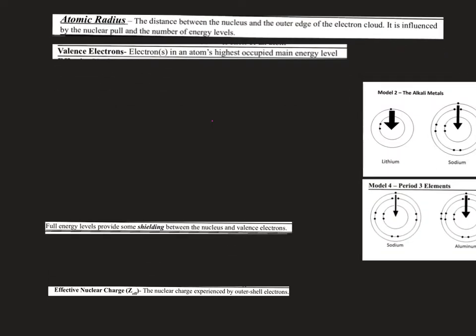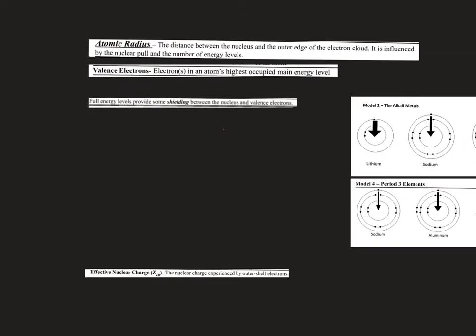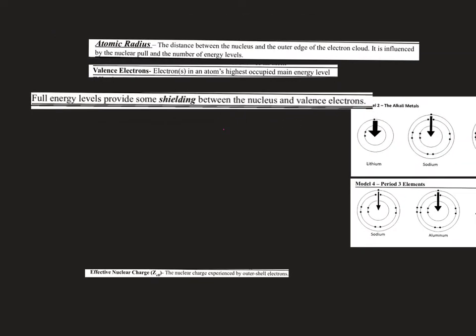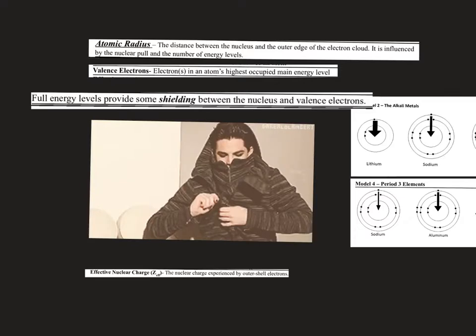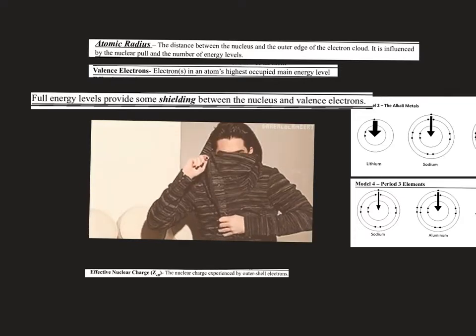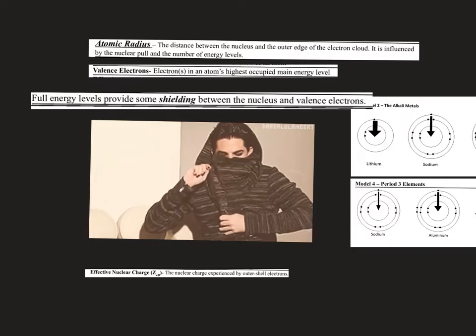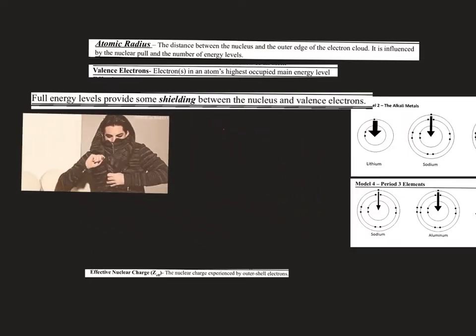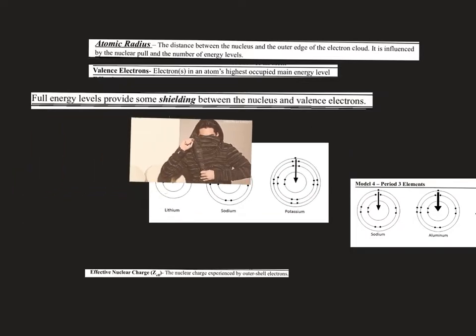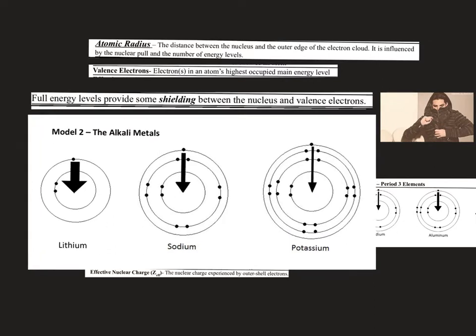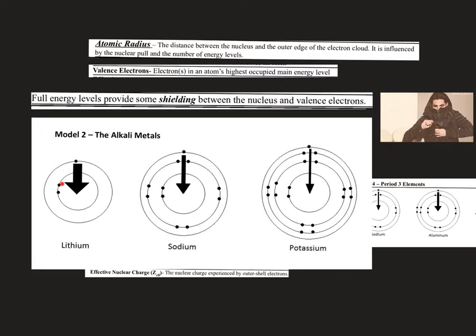So the first one is the idea of the layers, and I'll just zoom in on this little sentence right here. What it says is that full energy levels provide some shielding between the nucleus and the valence electron. So it's not just the idea that we're putting on layers and layers, just like as things are cooling down, we're putting on layers and layers of coats. It's not like that, where as we put on a new layer, we get a little bit bigger, a little bit bigger, a little bit bigger. It's not just that. What it also is, and I'm just going to zoom in on that picture again, is that you now have things in between, right?